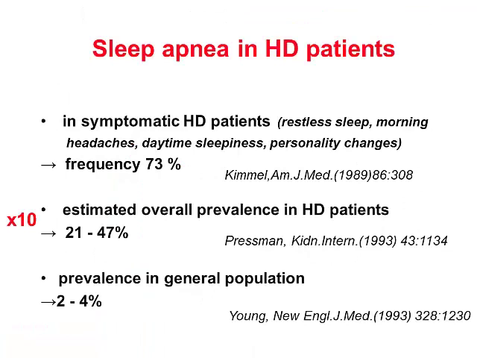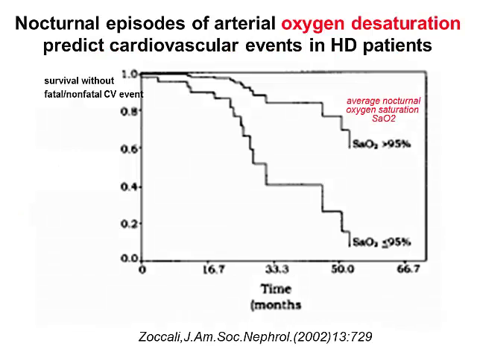Sleep apnea is one of the reasons of sudden death. And again, we are not lucky with the patients in our centers, because the prevalence of sleep apnea in the dialysis population is very high compared to the general population. And if you see this famous average nocturnal oxygen saturation, whether it is more than 95% or lower than 95%, you see the dramatic difference.